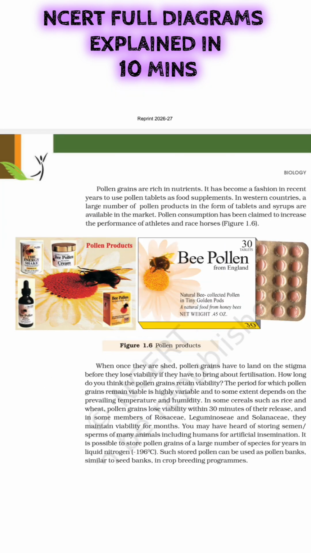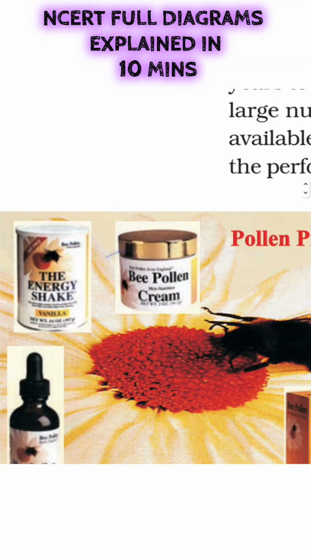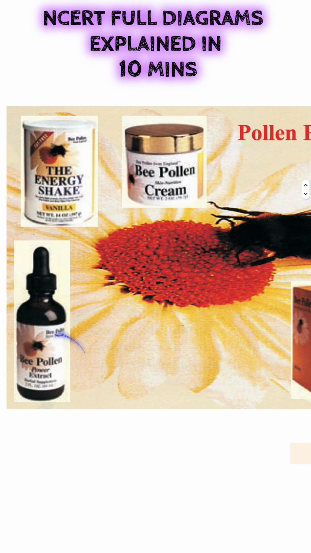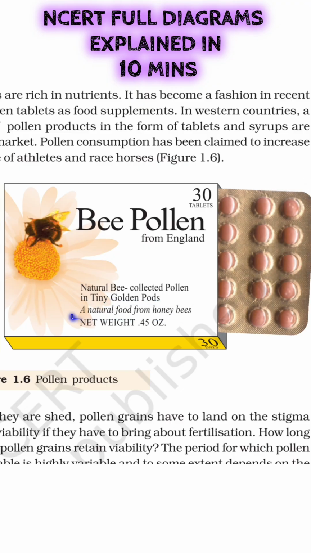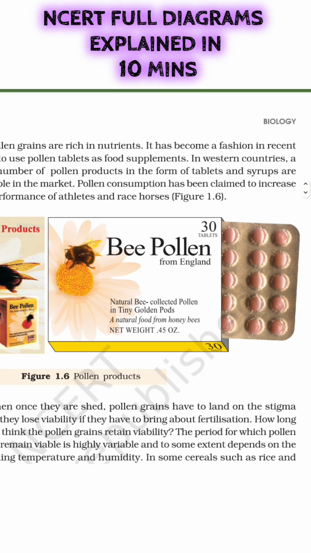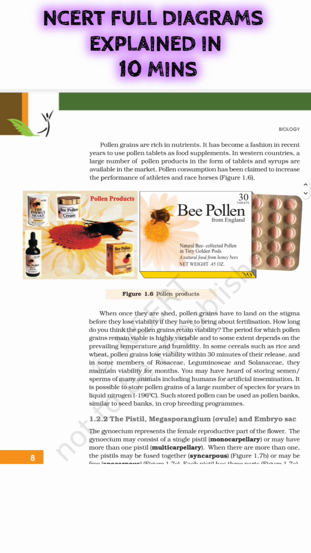Pollen products are shown in figure 1.6. This is a cream, an energy shake, and then you can see the pollen flower extract. Now this is bee pollen from England. This is also a natural food from honeybees, something like a 30 tablet. That means it's just a tablet or something. These are the pollen products. You have a lot of products. You can use these pollen tablets as food supplements also. So they are really useful, and there are different ways you can use this pollen.